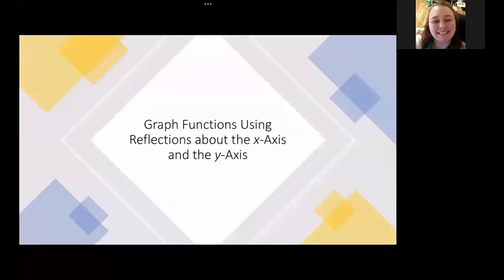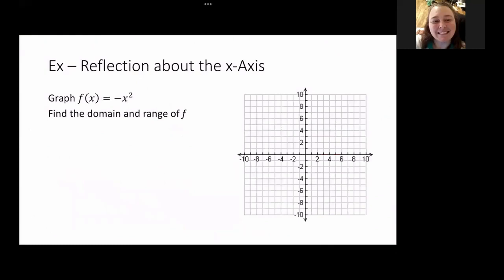Last topic we're going to look at today, and then we're going to do a few examples about combining. But what we're going to do first is look at how to reflect about an axis. So we've shifted up and down, left and right, we've squished, we've stretched in both horizontal and vertical. So now let's reflect about the x-axis, and then we're going to do a reflection about the y. So let's start out with the graph of y equals -x squared. We're going to find the domain and the range of f.